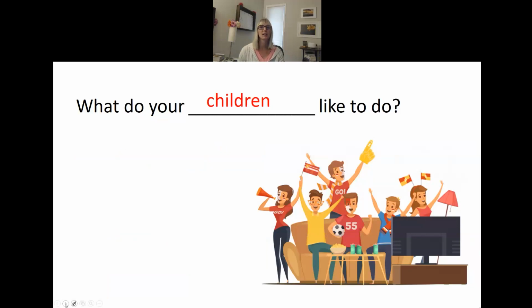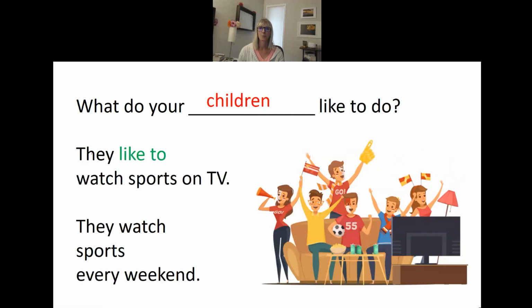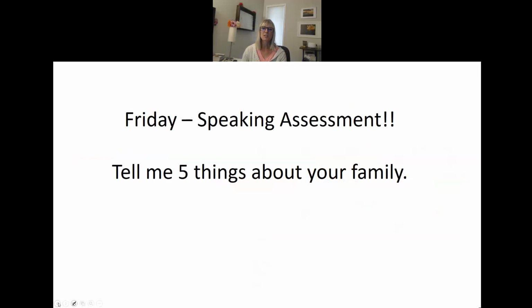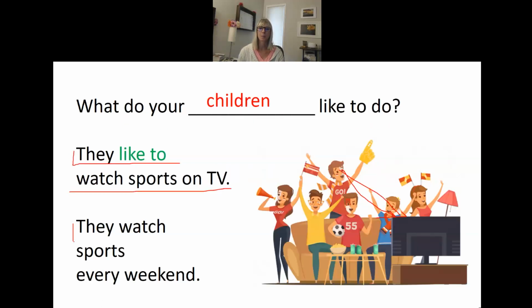What do your children like to do? They like to watch sports on TV. They watch sports every weekend. You can also have on TV here. They watch sports on TV every weekend. They like to watch sports on TV.